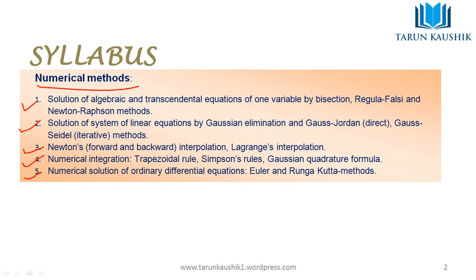So let's start. The first is the solution of algebraic and transcendental equations of one variable, by bisection, regula falsi and Newton-Raphson. First we will see what an algebraic equation is and what a transcendental equation is, and how to solve these equations by these 3 methods: bisection, regula falsi and Newton-Raphson method.